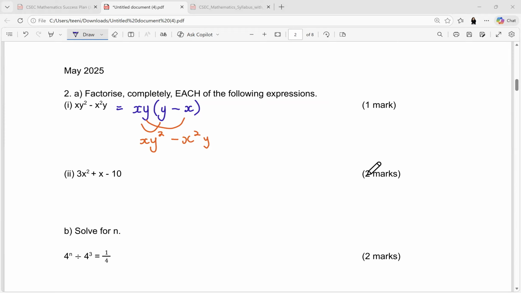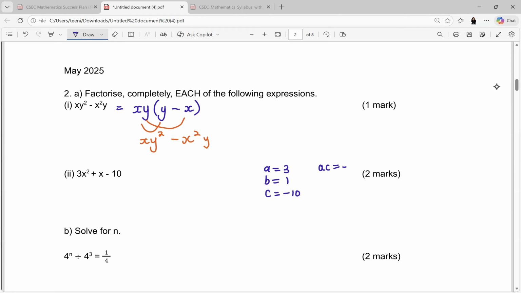Okay, right. So you have A, which is the coefficient of x squared, that is 3. B, which is the coefficient of x, in this case it is 1. And then C, your constant, is negative 10. So your steps in factorizing a quadratic, first you identify A, B, and C. Next, you find AC, which is found by multiplying A by C. So AC will be 3 times negative 10.